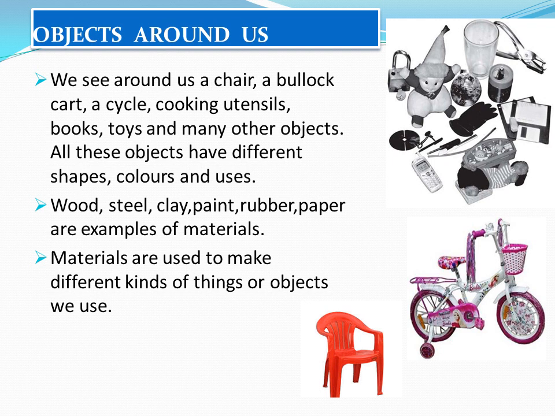A chair, a bullock cart, a cycle, cooking utensils, books, clothes, toys, water, stones, etc. All these objects have different shapes, colors and uses. You can see the diagram. So many different objects are there and they have different sizes, colors and shapes. And one more thing, materials are used to make different kinds of things or objects we are using every day in our life.